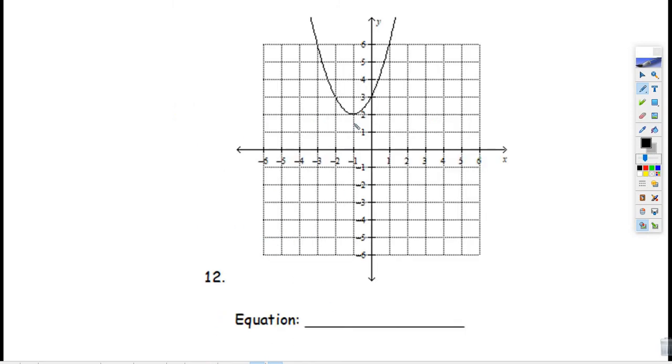Number 12, so I know that this original looks roughly like that. It's a parabola that sits at the vertex, y equals x squared, so I know that I go left and right on the inside, so it went left 1, so that's positive 1 squared, and then up 2.